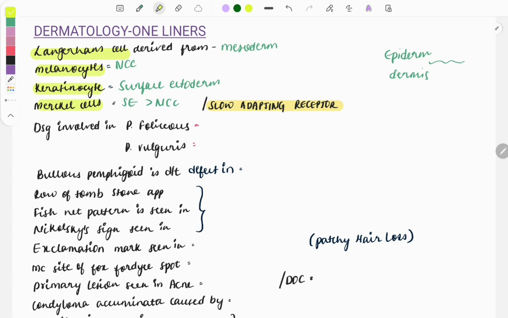Merkel cell is a receptor, a slow adapting receptor. So questions have also been asked on this, that which of the following is a slow adapting receptor, and the answer is the Merkel cell.